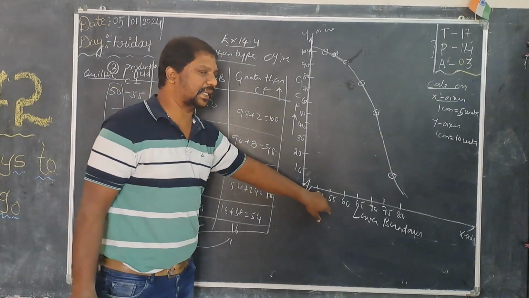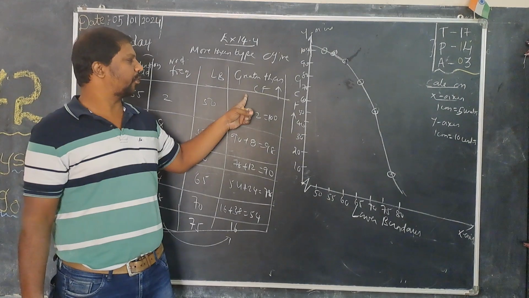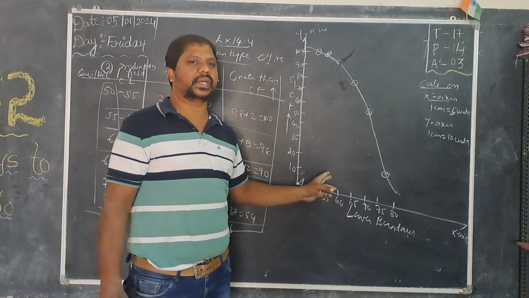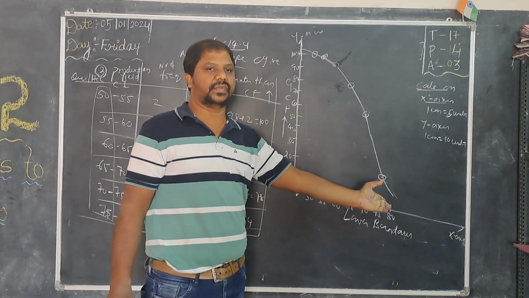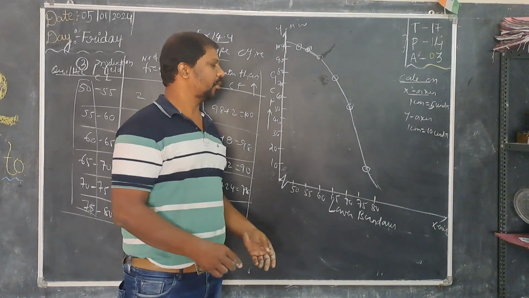Take lower boundaries on x-axis and greater than cumulative frequencies on y-axis and plot the graph. After that, you have to join with a smooth curve. This will end the more than type ogive.